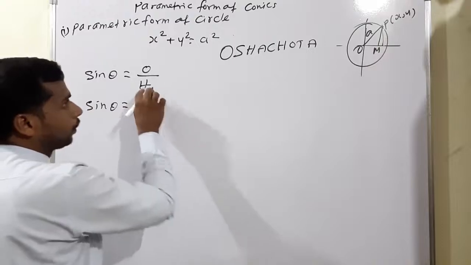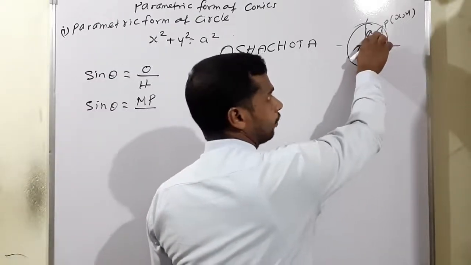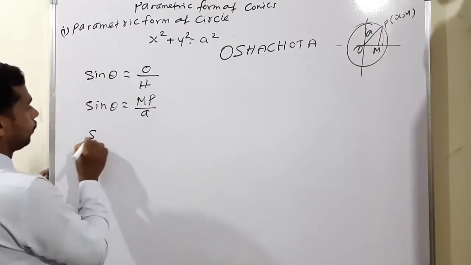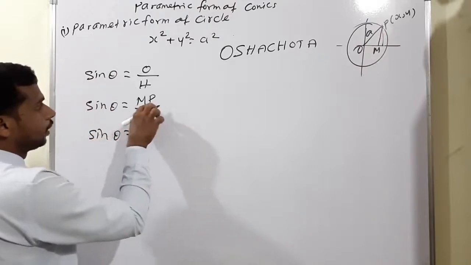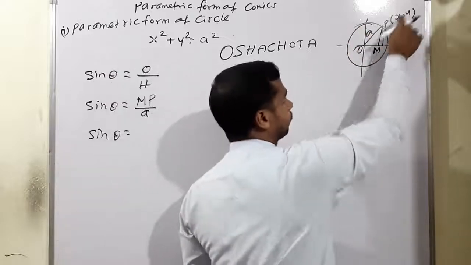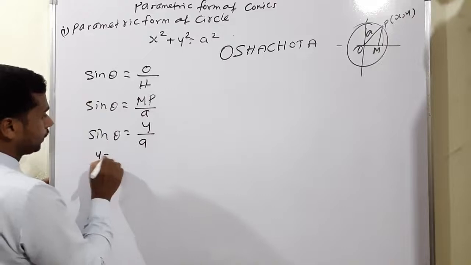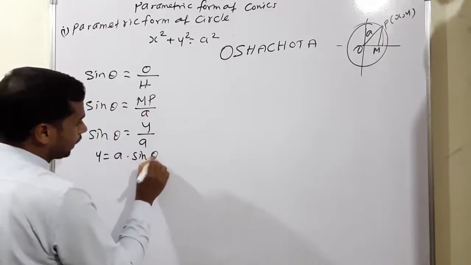So MP over hypotenuse, and the hypotenuse is the constant term, that is called a. So therefore, sin theta is equal to MP, which is the y axis, considered for y. Therefore, we can write it y divided by a. Therefore, y is equal to a into sin theta.